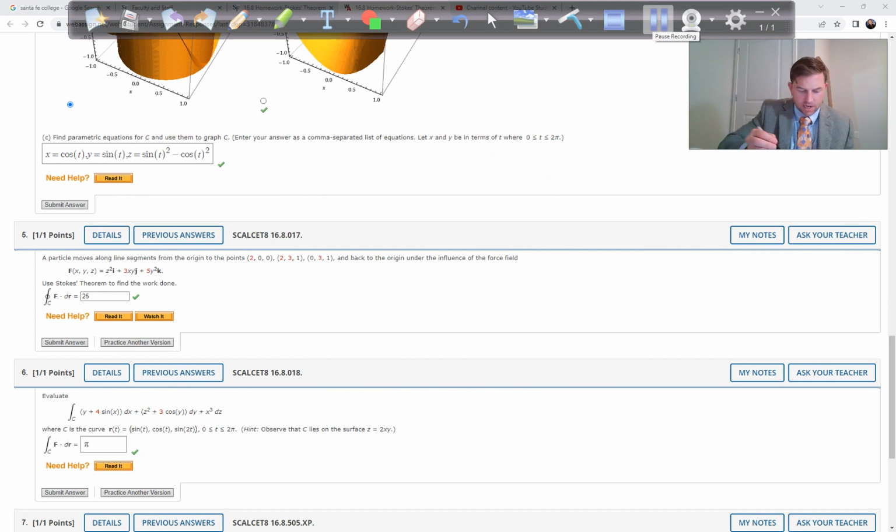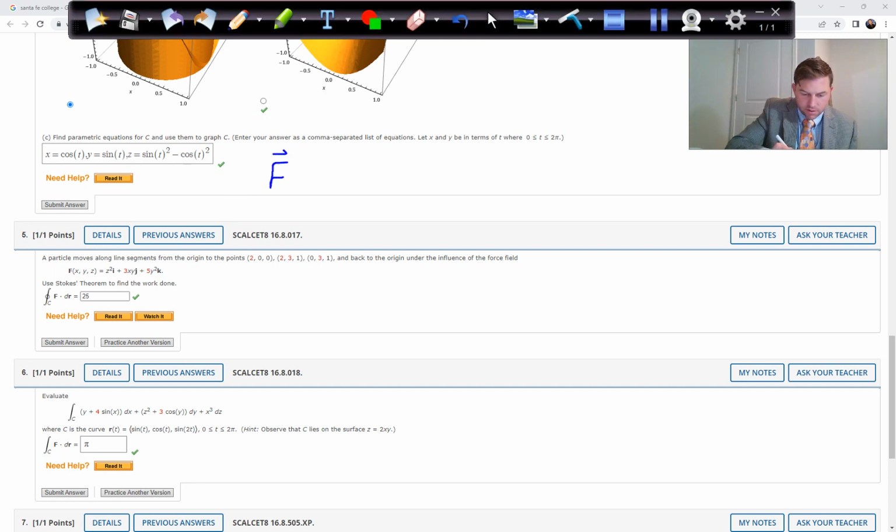Okay, problem 6 looks kind of nasty, but it's not too bad. The field we're working with, and this one they kind of buried the field in the line integral. So if we just break that out, you'll see how I got this. The field is just the first term here, y plus 4 sine x. The second term of the field is z squared plus 3 cosine y, and the last term is just x cubed.